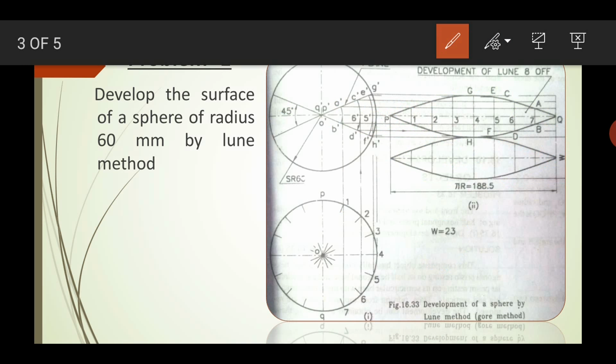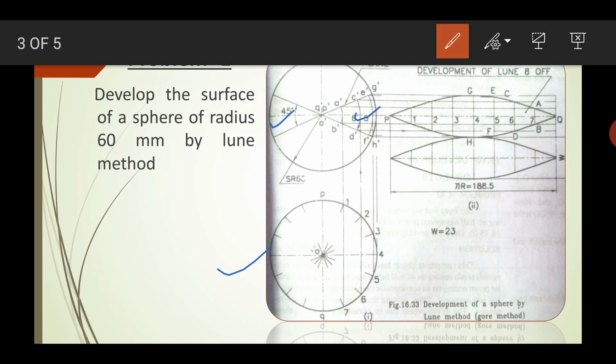I'll tell you one more. First, you have to draw the front view. In the front view, you divide 360 by 8 number of lunes, and you will get a 45-degree angle. For each 45-degree angle you just mark these two, 45 and 45, from the center. From the axis, you take 45 on both sides. Okay, right. And then you have to draw the top view.